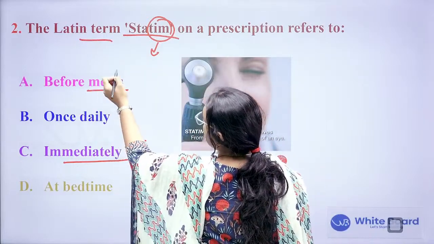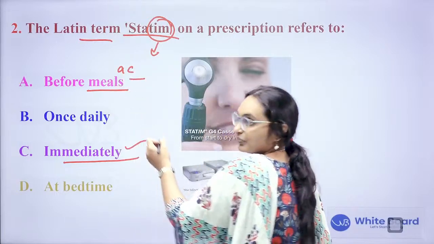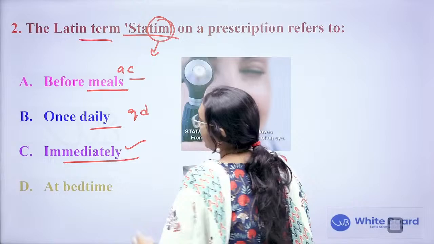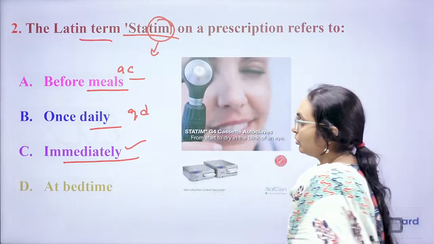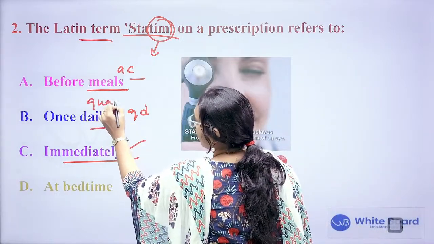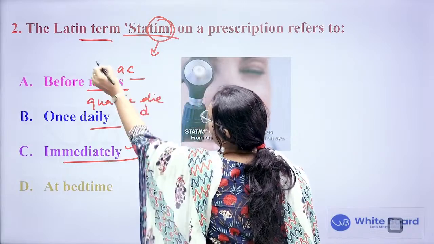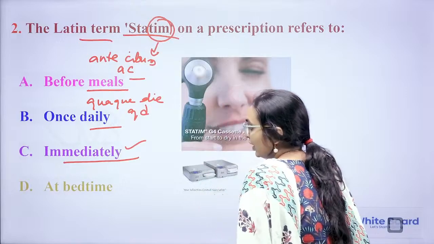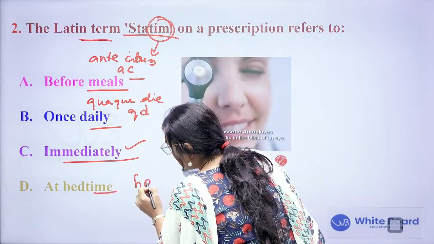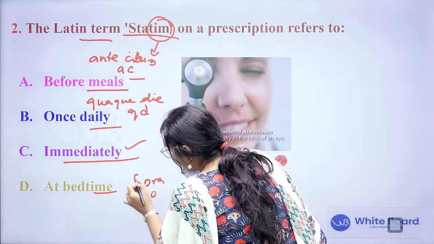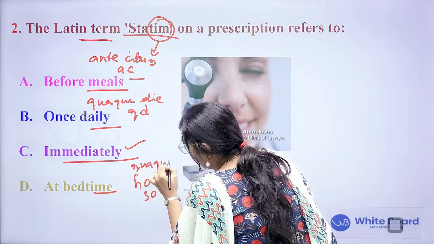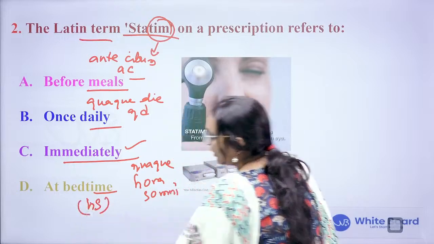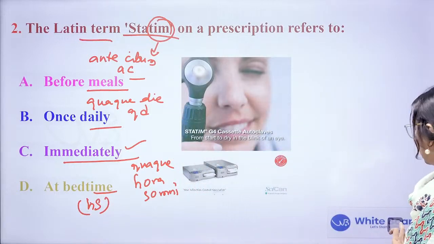Before meals means ante cibum. Once daily means QD, quaque die. Quaque die. Ante cibum. At bedtime means hora somni, simply HS. That is at bedtime. So, the answer is C.